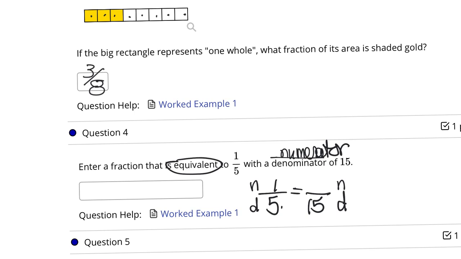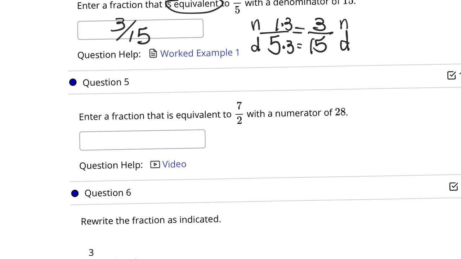You can take the 5 times the 3 to get the 15. That means you have to take the numerator times the 3 to keep it an equivalent fraction. So they're fishing for the fraction 3/15. They do not want it reduced. They want a fraction that has the same value as 1/5, but with a different denominator.